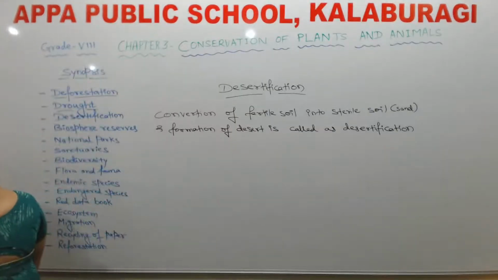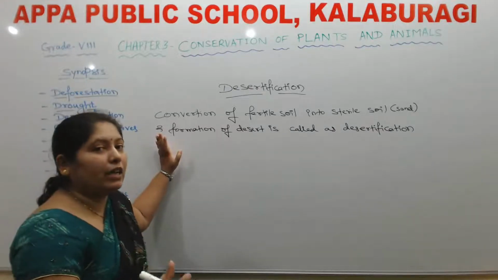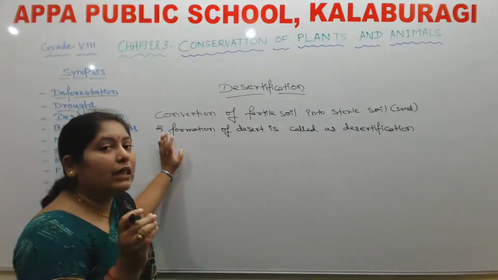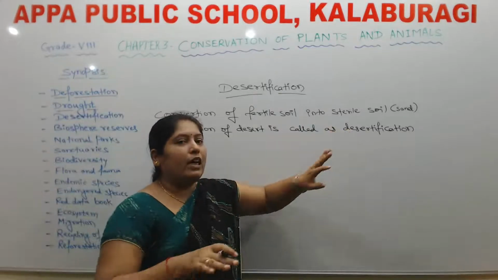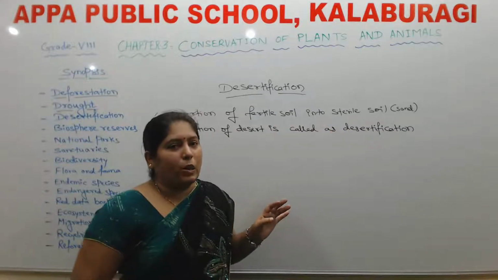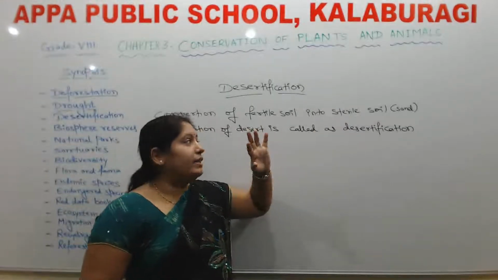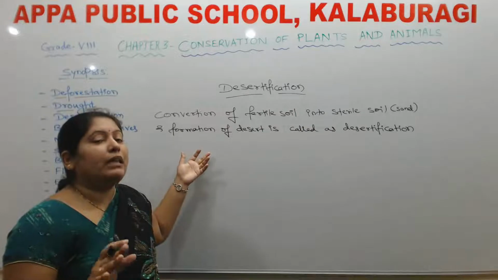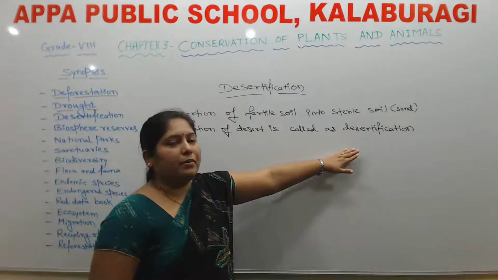Yes, students. Here you came to know what is meant by desertification. That is the conversion of fertile soil, the soil which has all the nutrients in it, that is called fertile soil, into sterile soil. That is, now no more nutrients are present in that soil. That is called sterile soil, or we can even call it sand. Right. So the conversion of fertile soil into sterile soil, forming a desert, is called desertification, right?